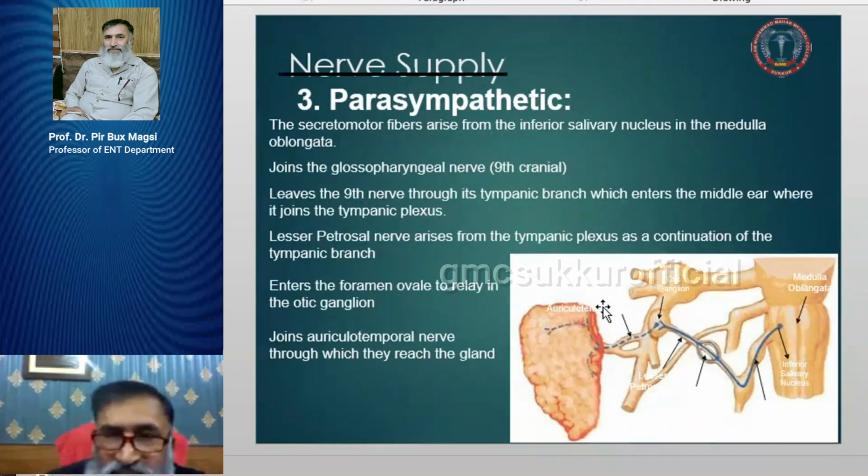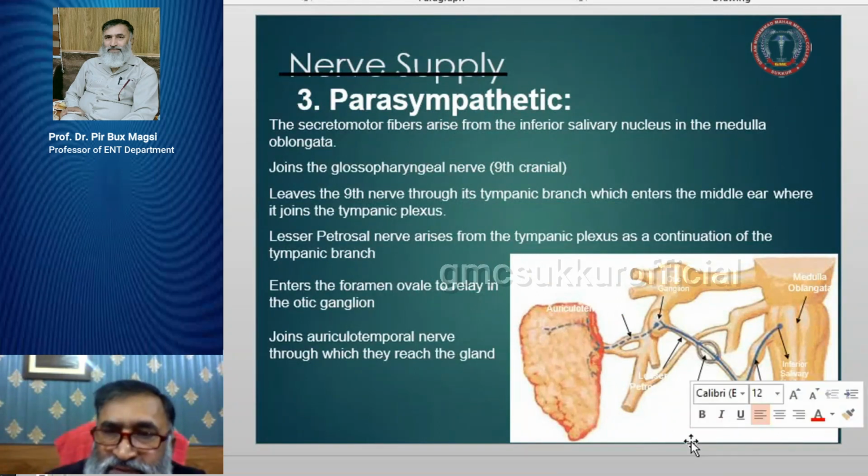Now the parasympathetic supply is by secretomotor fibers that arise from the inferior salivatory nucleus in the medulla oblongata. They join the glossopharyngeal nerve, the ninth cranial nerve, and leave it through the tympanic branch, which enters the middle ear where it joins the tympanic plexus. The lesser petrosal nerve arises from the tympanic plexus as a continuation of the tympanic branch. It enters the foramen ovale, relays in the otic ganglion, and joins the auriculotemporal nerve through which they reach the gland.